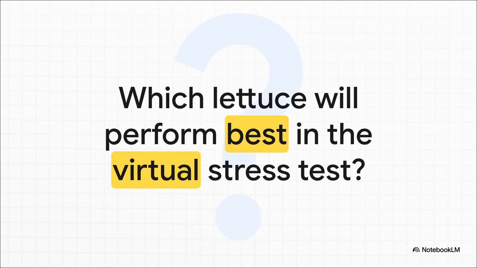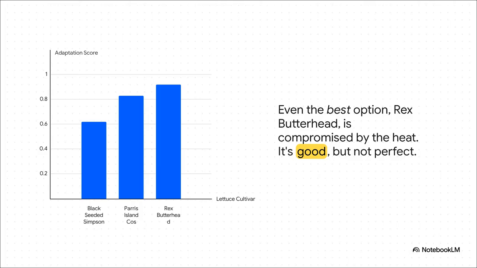Okay, so the stage is set. We're ready to run our virtual stress test. We've got our candidates, the old heirloom Black-Seeded Simpson, a classic heat-tolerant romaine, Paris Island Cos, and that modern marvel, Rex Butterhead. So what do you think? Based on what you've seen, which one is going to come out on top? All right, now check this out. The results are in.